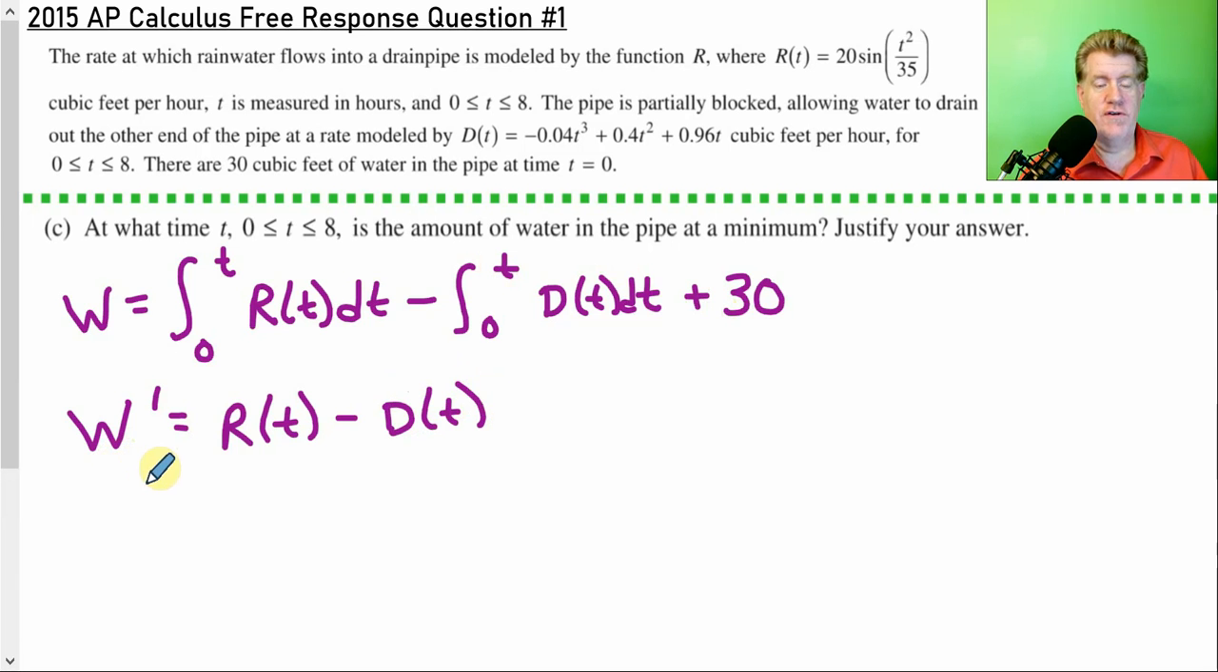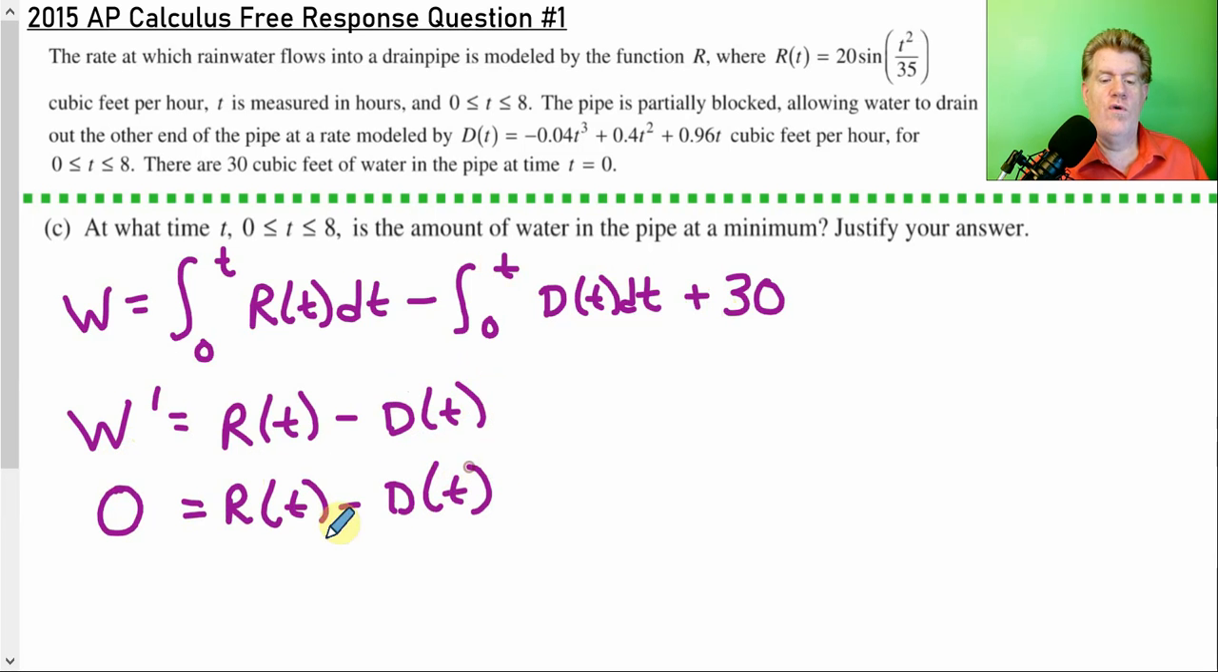So second thing, I want to find a minimum. I want to set the derivative equal to 0. So really, what am I looking for? I'm looking for when the rate of entering equals the rate of exiting. Kind of makes sense, doesn't it? There's going to be a spot, a critical number, where these two values are the same.